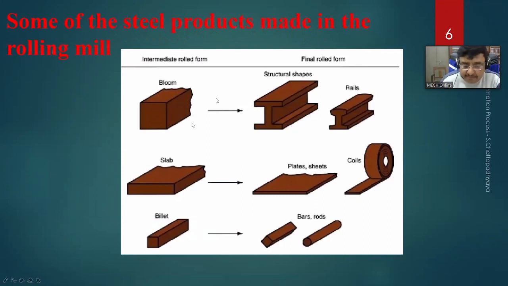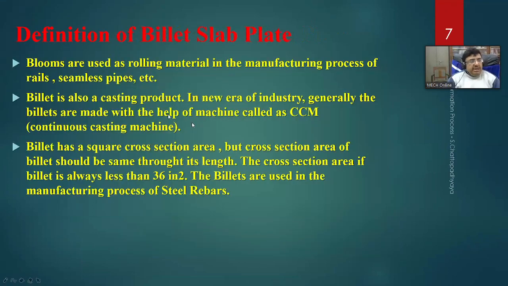That you have seen. Now you see the blooms are used as a rolling material in the manufacturing process of rails and seamless pipe. Tell me, what is seamless pipe and what is the problem of non-seamless pipe? Easy question.